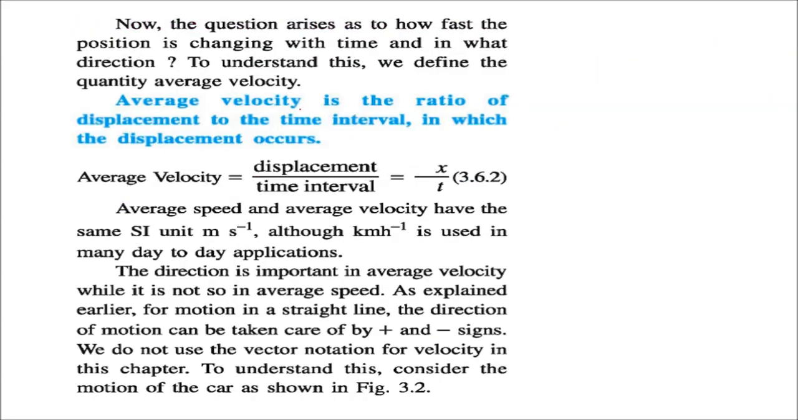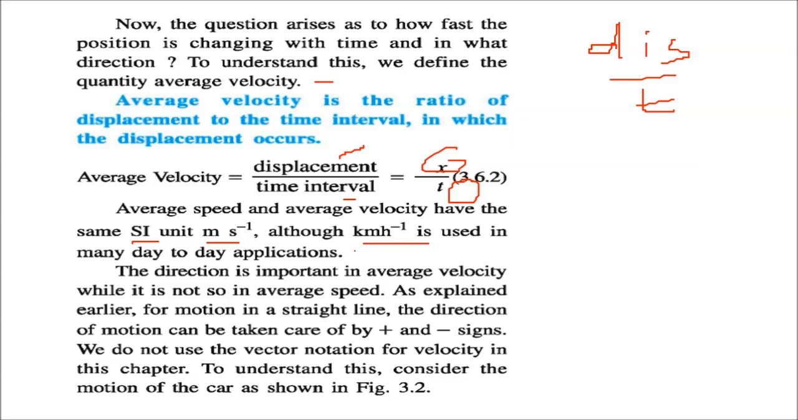Now the question is again, how fast is the position changing with time? We have to define this with the average velocity. Average velocity is the ratio of displacement, please understand, it is displacement by the time in which this displacement has occurred. So average velocity will be displacement by time, x by t. Average speed and average velocity have the SI unit meter per second, but because meter per second is very small as compared to large distances, we generally compute it in terms of kilometer per hour.